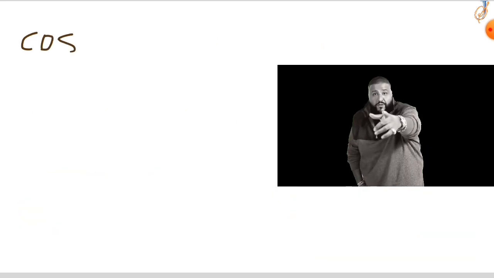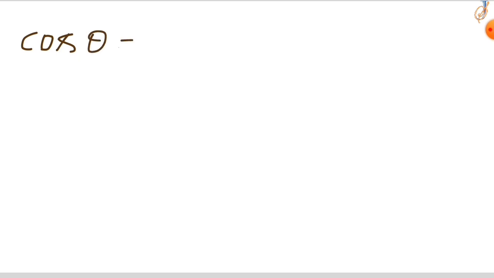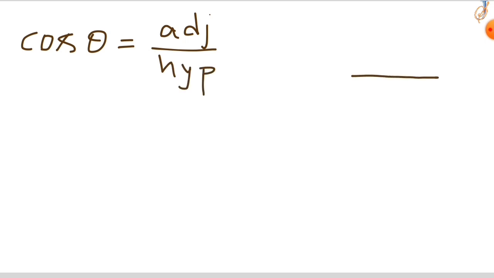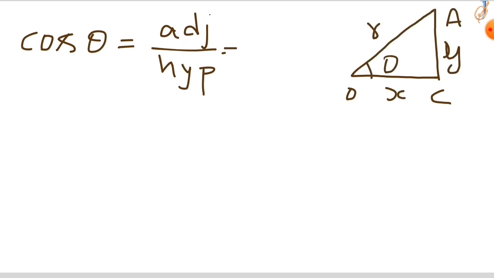Now let's take cos theta in positive direction. So cos theta, when you write in ratio, that is adjacent side by hypotenuse, isn't it? So when you take in positive direction, you need to take angle COA. This is the angle. Adjacent side is OC upon hypotenuse OA. So OC is nothing but x, OA is nothing but r. So when you take in positive direction, cos theta value is x over r.